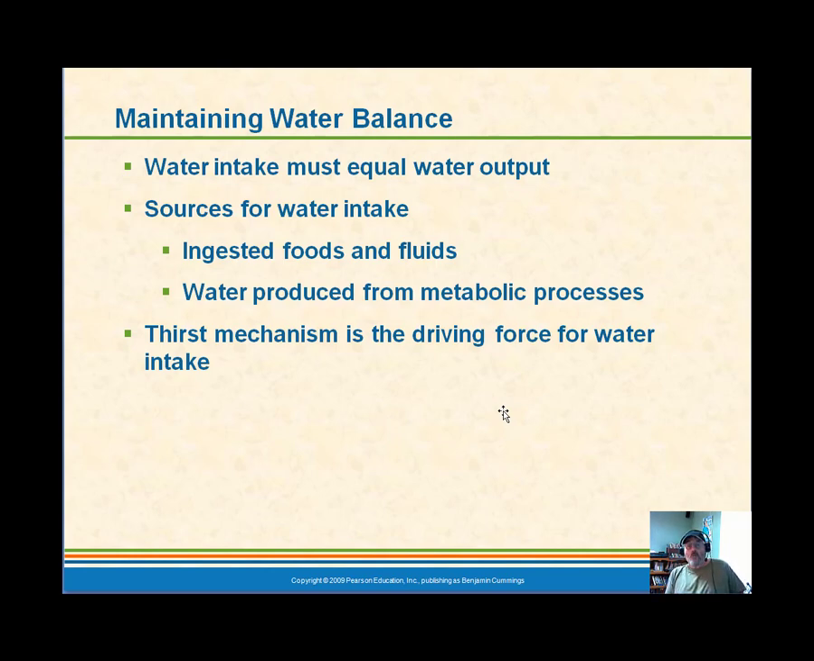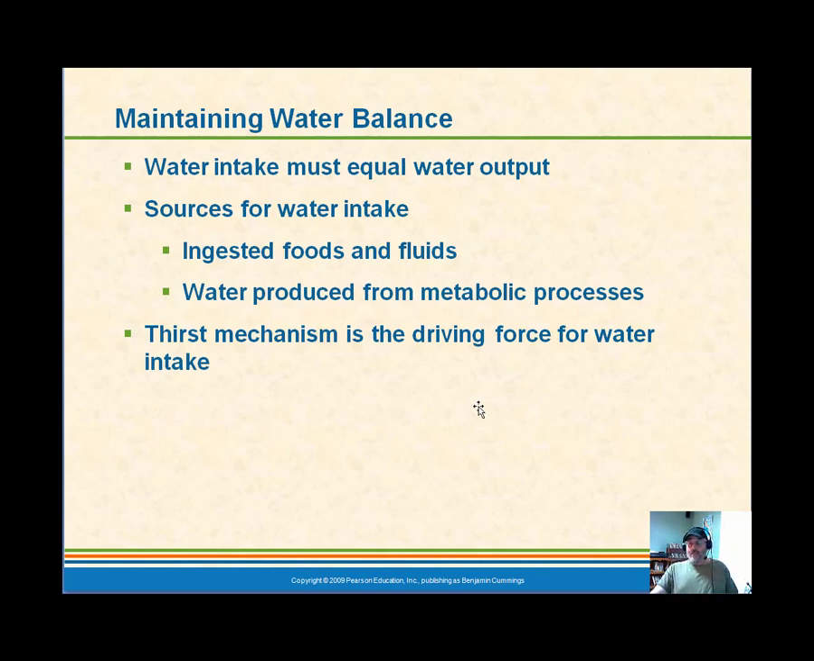And then there is water that is produced from metabolic processes. Remember that water is a reactant or byproduct of a lot of metabolic processes. You can break things apart simply by adding a molecule of water, and you can put things together by taking a molecule of water out of it. So we have these metabolic processes that make water in our bodies.